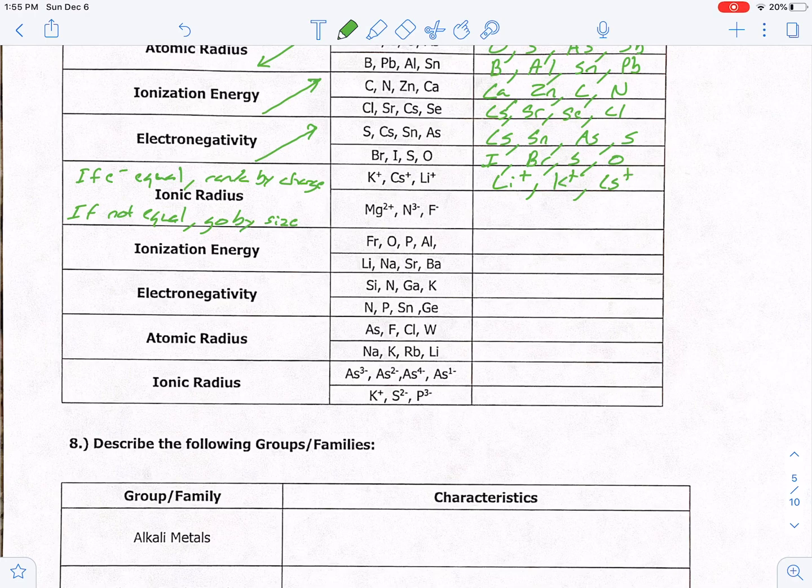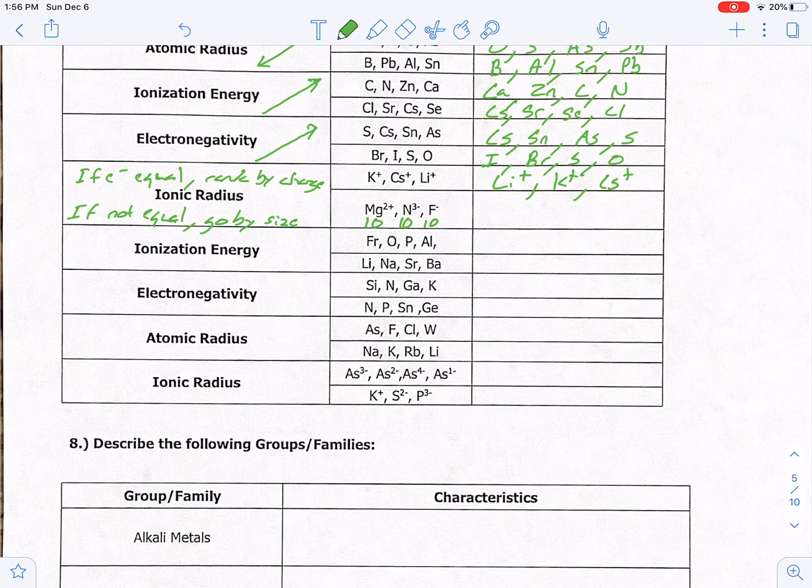Now if you look at magnesium 2+, N 3-, and then F 1-. Magnesium normally has 12 electrons, but since we're missing 2, it's going to have 10 electrons. Nitrogen normally has 7, but it gained 3, so that means it also has 10. And then fluorine normally has 9, but it gained 1, so this one also has 10. So they all have 10 electrons.